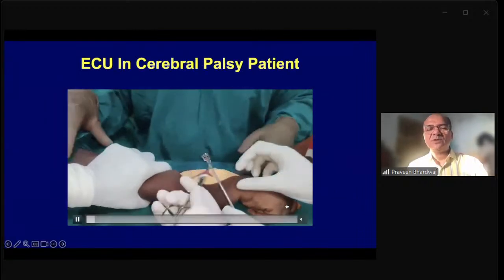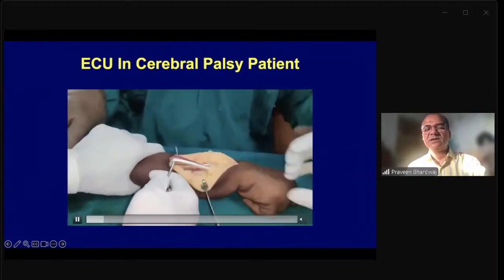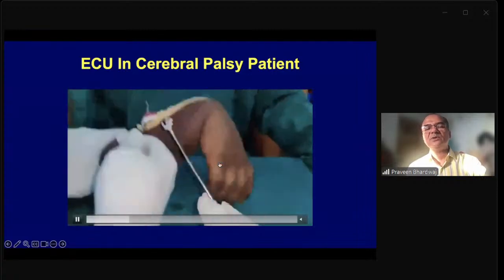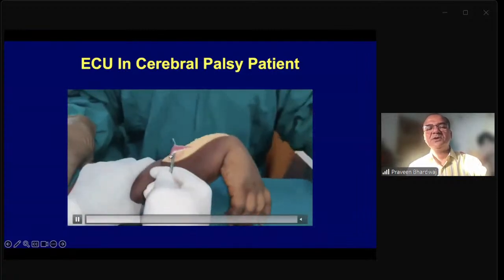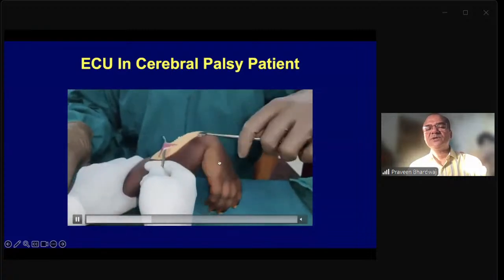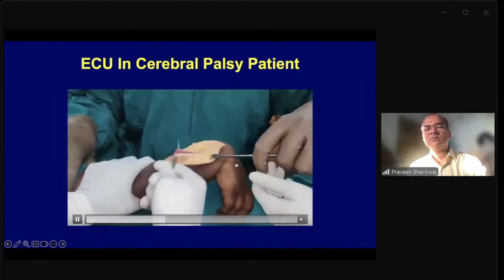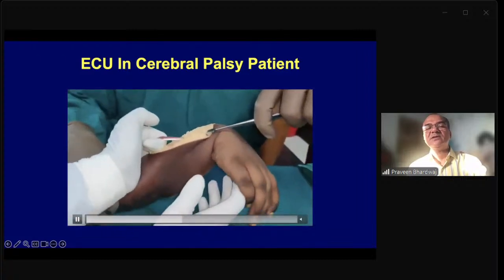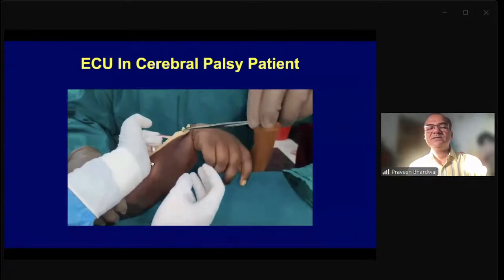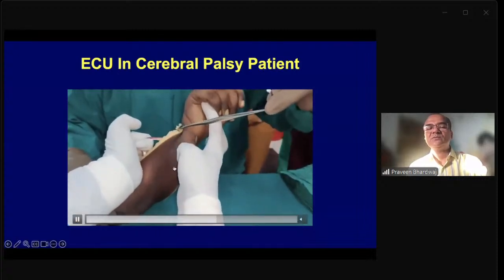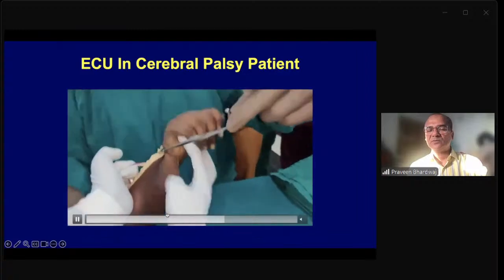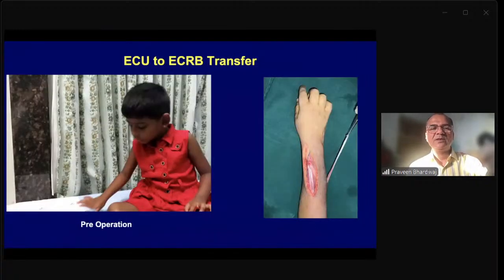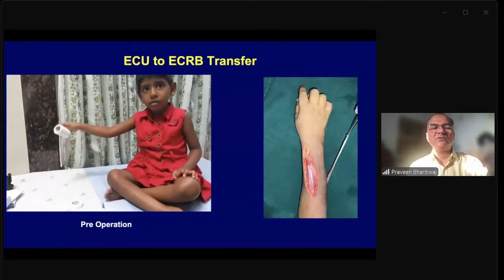So what we do is, when we are operating on any patient with a spastic hand, we routinely expose the ECU and pull and see how it is moving the wrist. It's very surprising that in most patients with anything more than mild deformity, the ECU would be causing flexion of the wrist rather than ulnar deviation or extension. This kind of ECU is quite suitable for ECU to ECRB transfer, and FCU spasticity can be tackled by doing a fractional lengthening. These are some of the results of ECU to ECRB transfer.